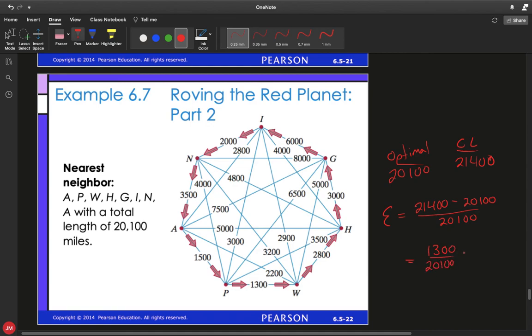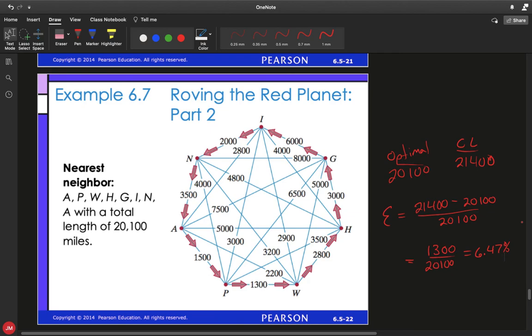But as a percentage, take that and divide by 20,100. You're going to find a relative error, which is fairly small. In fact, as a percentage, it is 6.47%. So not very far off. Obviously, if you wanted to do that for nearest neighbor, you would get the optimal tour, and your relative error would be 0. All right, guys, I think that's about all I've got for us in this last section.